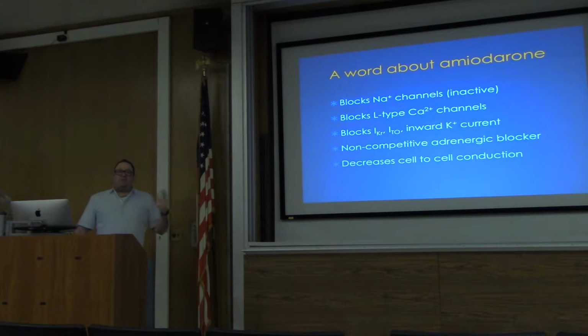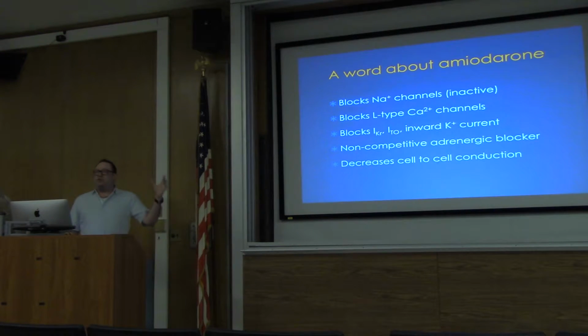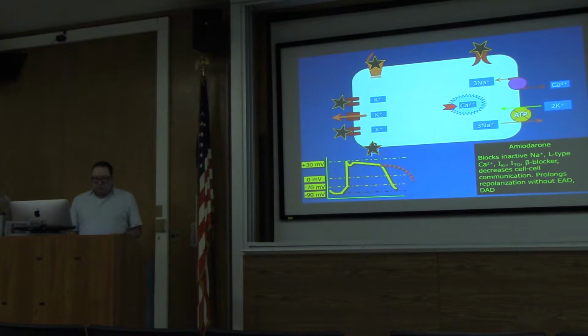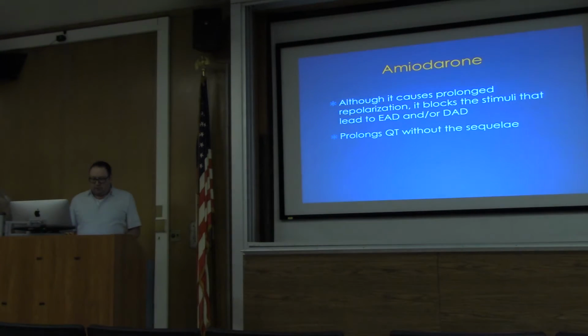I've been talking about how it's a potassium channel blocker, but it doesn't tend to cause torsade. And the reason is that it has all these other effects too, right? It's a sodium channel blocker, it's a calcium channel blocker, it's a beta blocker, and it decreases cell-to-cell conduction. So of all the drugs that prolong your QT, it's the only one that doesn't really cause torsade, mostly because it kind of treats itself through its other effects. So this is an example. It's basically blocking everything in the cardiac action potential. So this is basically what I just said.